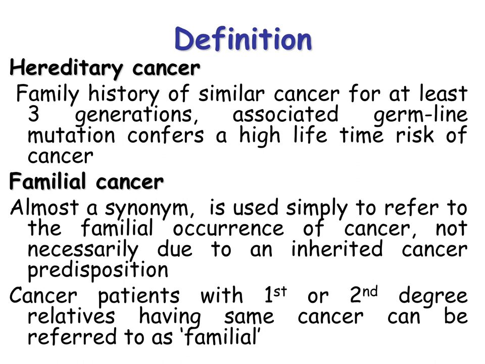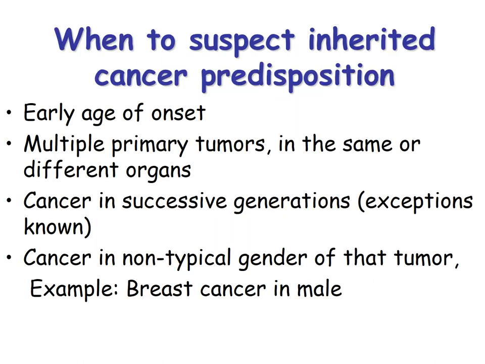By definition, by NCI, hereditary cancer is family history of similar cancer for at least three generations, where associated germline mutations confer a high lifetime risk of cancer. Then what is familial cancer? Though they sound like synonyms and are used like synonyms, this refers to familial occurrence of cancer, which is not necessarily due to inherited cancer predisposition. So cancer patients with first or second degree relatives having the same cancer can be referred to as familial. So there is a slight difference between the two.